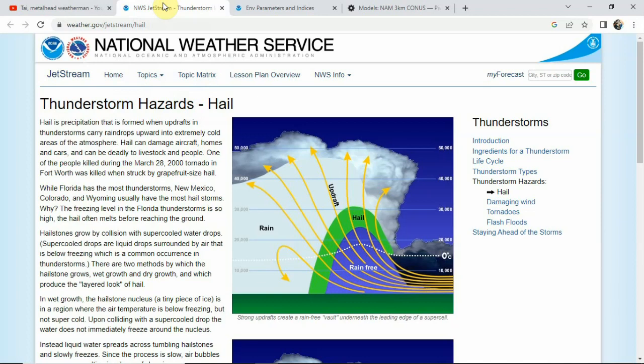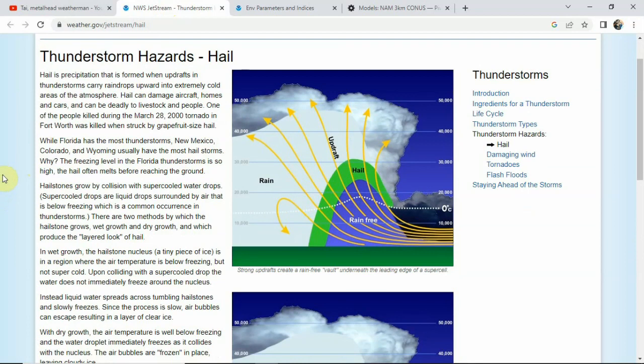But first, in order to get into what environment creates hail, we need to know how it forms. So, simply put, hail is precipitation formed in thunderstorms when the updraft carries raindrops into the colder areas of the atmosphere. And these hailstones grow in two ways: there's wet growth and there's dry growth.